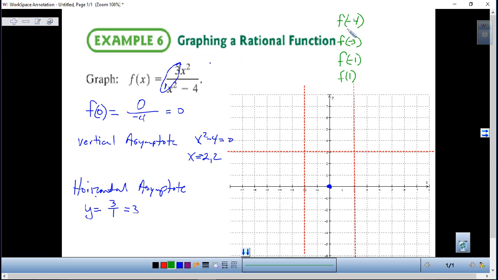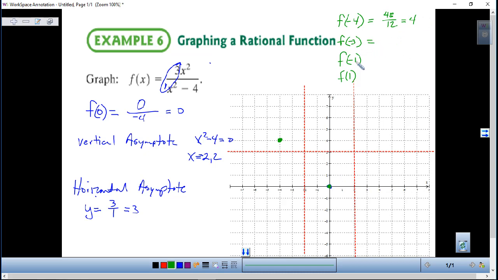We've got 3 times negative 4 squared. Well, negative 4 squared is 16. 3 times 16 gives us 48 on top. And on bottom, we're going to have 16 minus 4, which is 12. So that's going to give us 4. So we have the point negative 4, 4. So that gets us that point right there. And like I said, the only point we already know is this point at the origin.